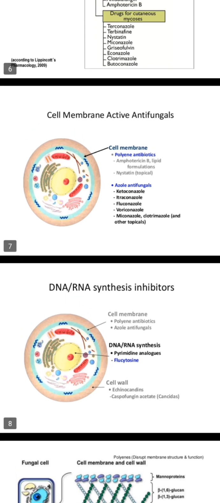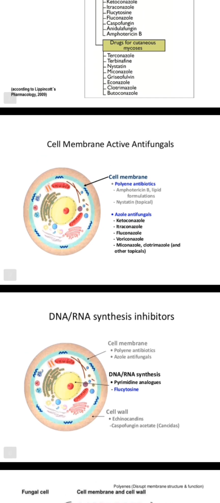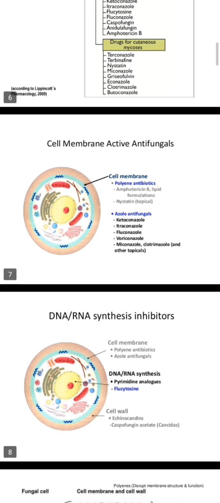So, what does cell membrane active antifungal agents mean? It means that when we use these antifungal drugs, they will act on the cell membrane of the fungi, and due to their action on the cell membrane, the fungi may not survive or may not be able to produce further mycosis.